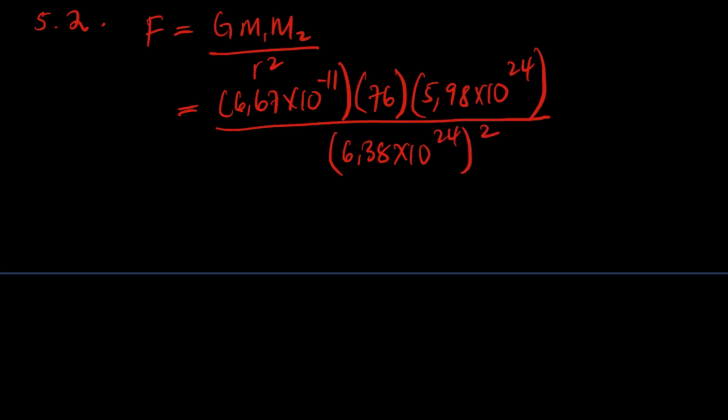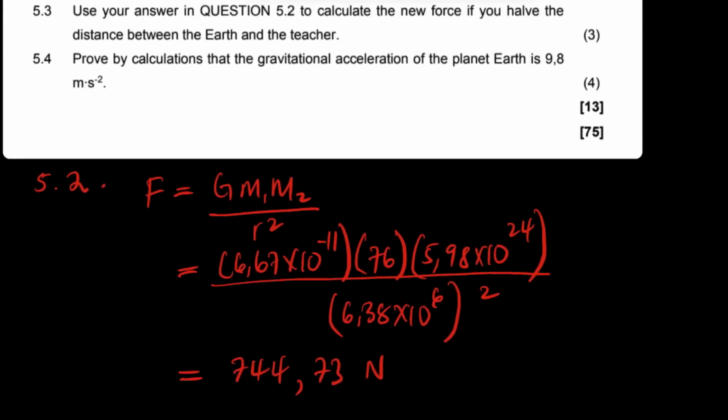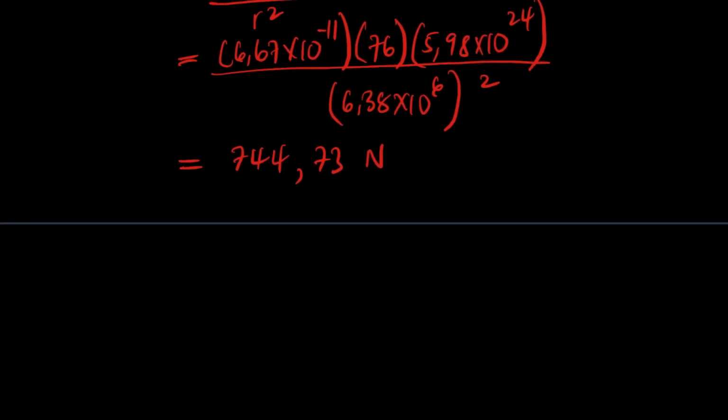So if you punch that in the calculator, the answer will be 744.73 newtons. So that's the gravitational force that the Earth exerts on the person.